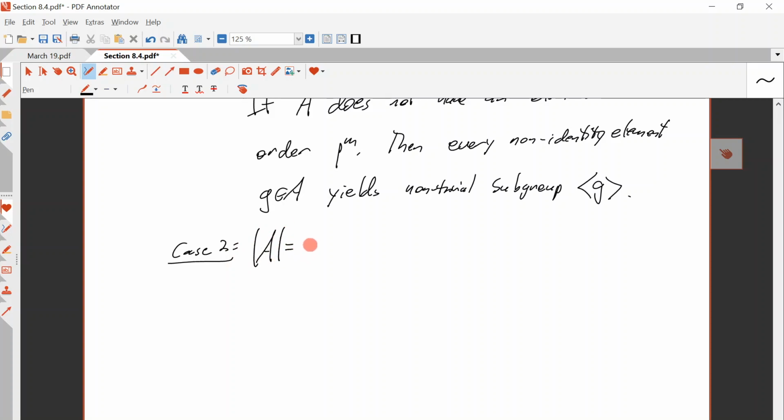Case 2, the order of A is s times t, where the GCD of s and t is equal to 1, s is bigger than or equal to 2, and t is bigger than or equal to 2. Right, so this is the case where the prime factorization of A has different primes in it, not just 2 to the m or 3 to the m or 5 to the m. There are different primes, in which case you can break up the product into two relatively prime factors.